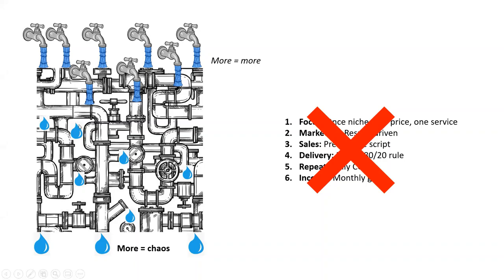They lack a systems lens, and they do not see that more is not more, and they do not see the chaos that they have created. So they're not focusing on focus, marketing, sales, delivery, repetition, and income. They're ignoring these things.